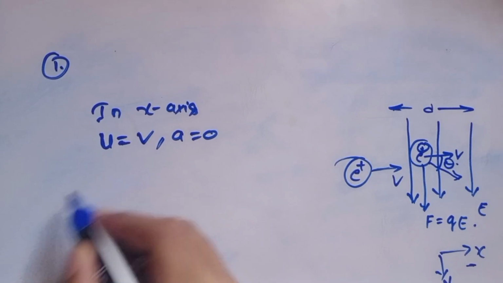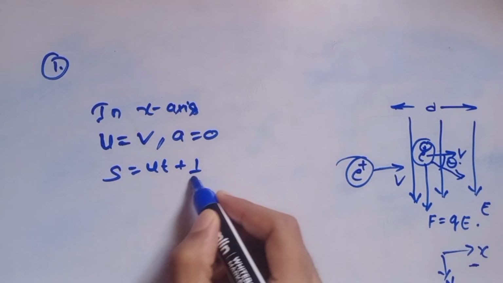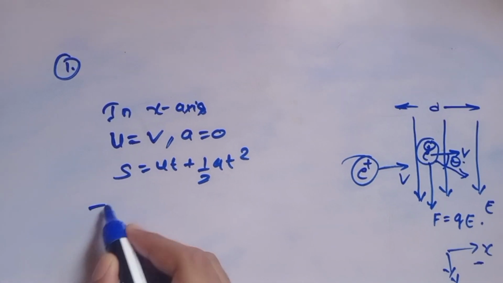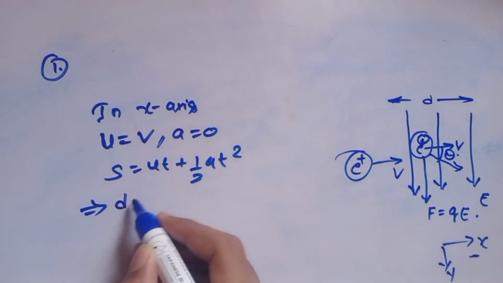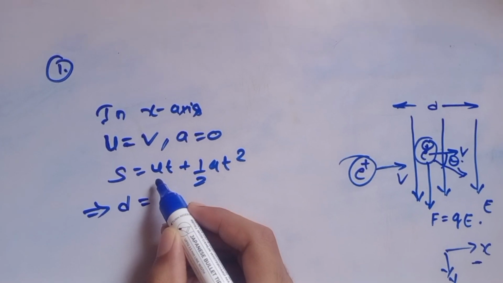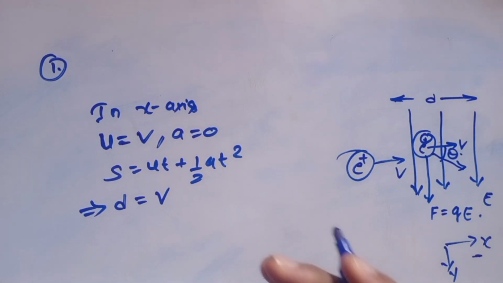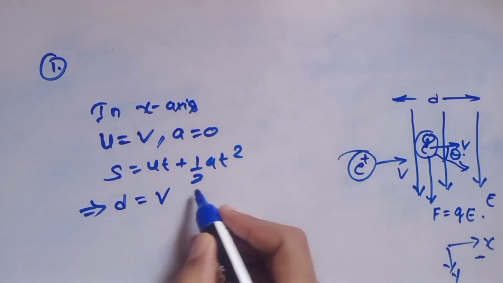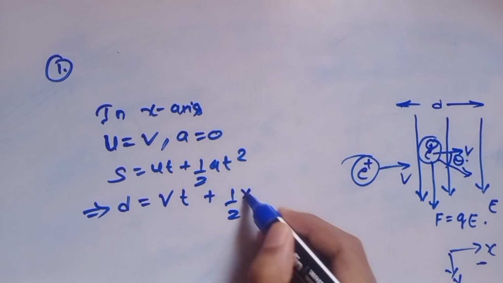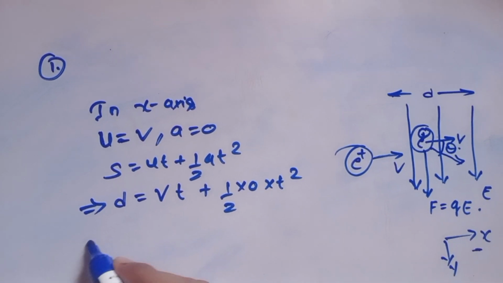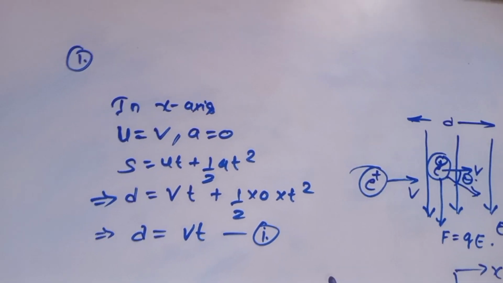Formula, which is s equal to ut plus half at square. S is the displacement, which is d. ut, u is the initial velocity of motion, which is v, and t is the time taken, which is t, plus half a t square, where a is the acceleration, which is 0. So d equal to vt. Here it is the first equation.